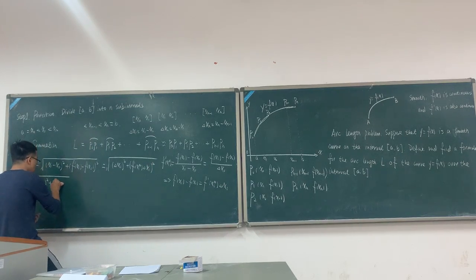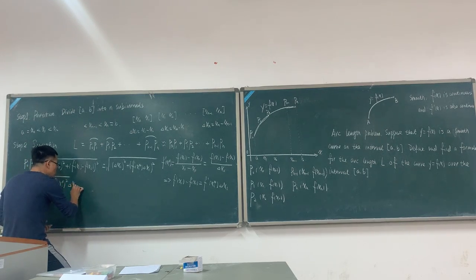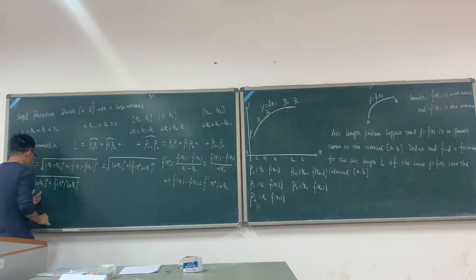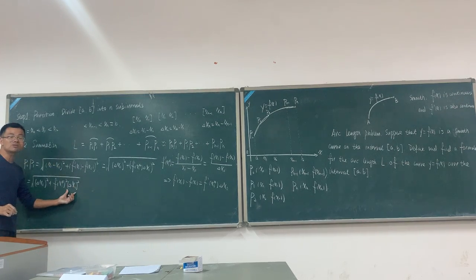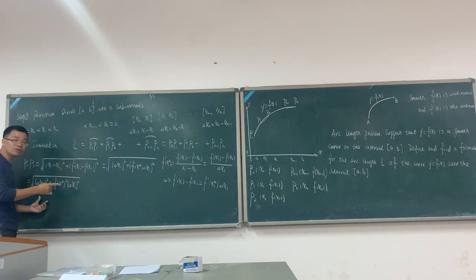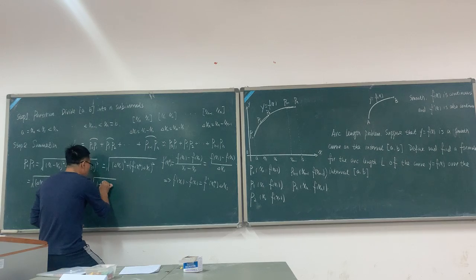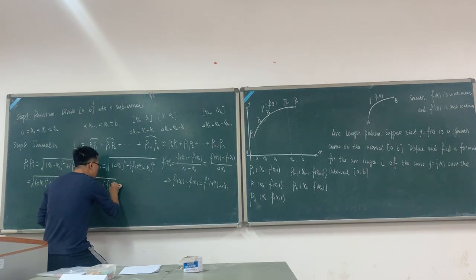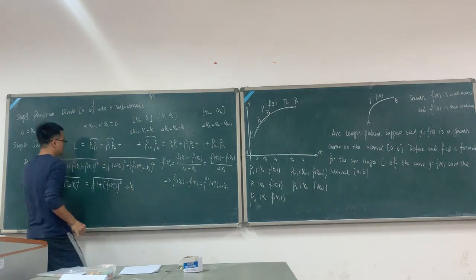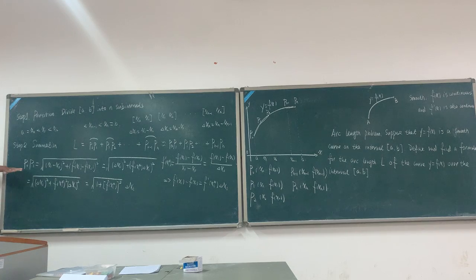So here equal to what? f'(x1*) squared times delta x1 squared, okay? Here delta x1 squared, so take it out of the square root. So actually here it is the square root of 1 plus f'(x1*) squared, times delta x1. So here is P0 P1, okay. Now P1 P2.